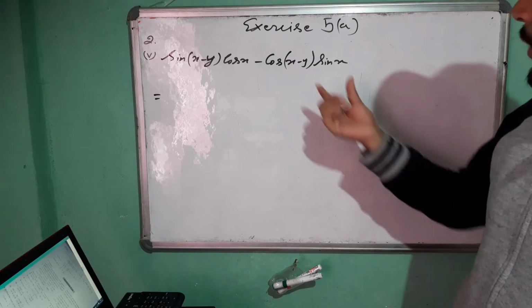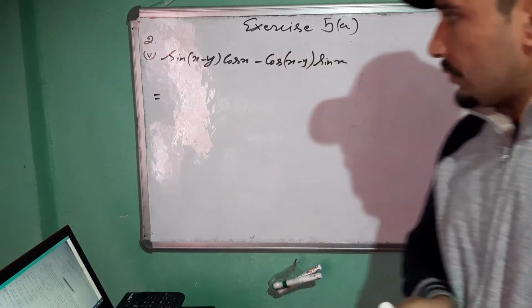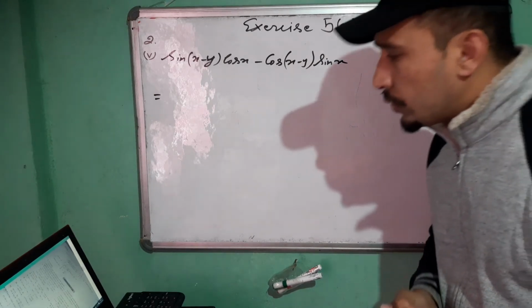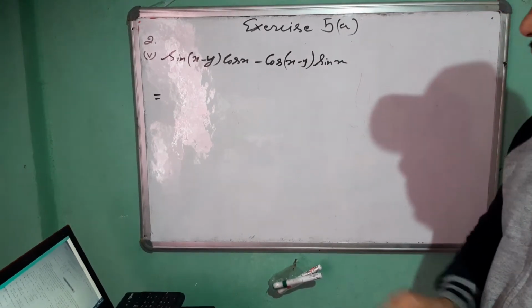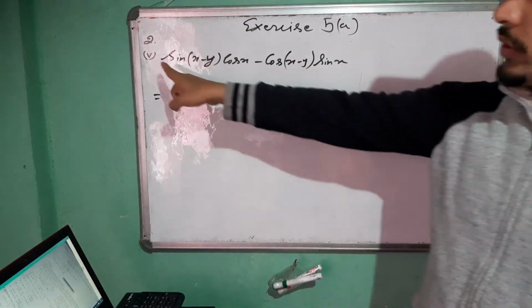In today's class, we will continue exercise 5a from trigonometry. Question number 2 to question number 4, we have already done in the previous class. Now let's see question number 5.